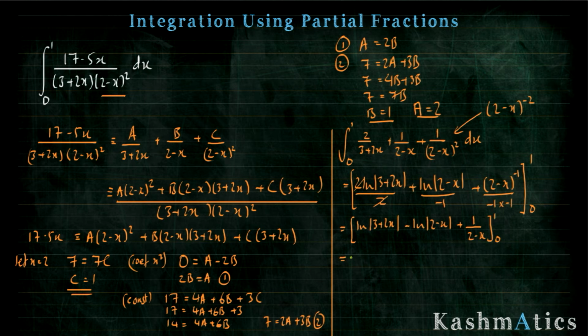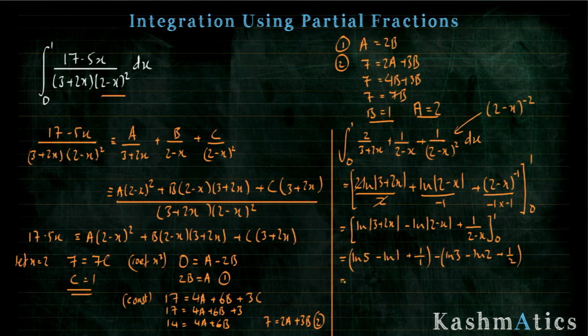So the first term becomes the ln of 3 plus 2x, so that would be 5. Take away the ln of 2 minus x, so that would be ln 1, plus 1 over 2 minus 1, which is 1. So that's my first bracket. Take away, now I've got to put the 0 in. So this would be ln of 3 take away ln 2 plus half.